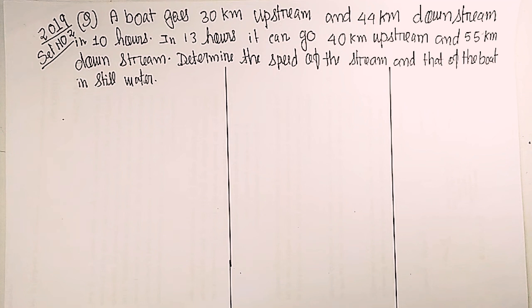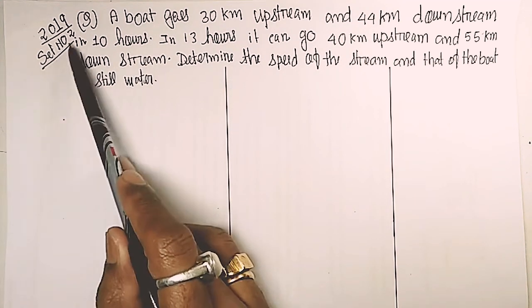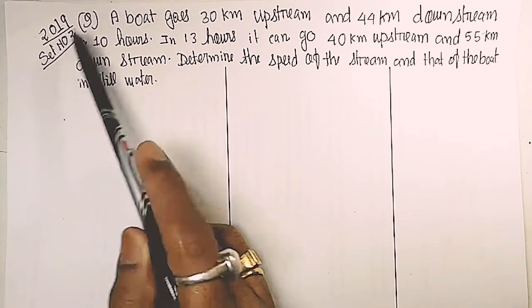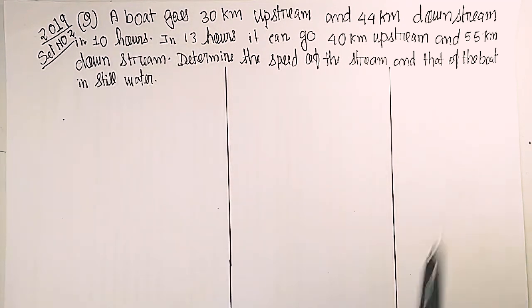So this is the question in front of you. This question I have taken from linear equation in two variables, and this question was asked in 2019 CBSE board, set number 2. And this question is very important for the upcoming board 2021.